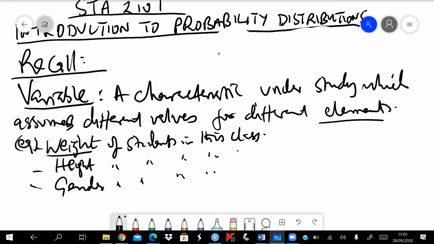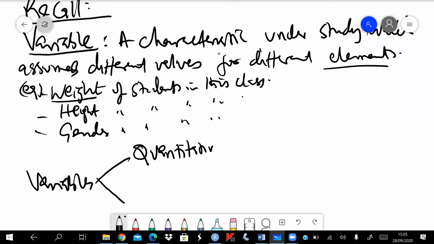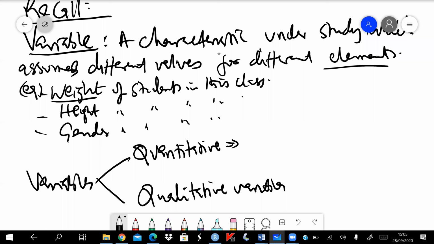Now, variables are broadly classified into two. We have what we call quantitative variables, and on the other hand, we have qualitative variables. When you talk about quantitative variables, these are variables whose data takes numeric form. So the data is in form of numbers. Things like height, weight, time, maybe time taken to run a marathon, and so on and so forth.